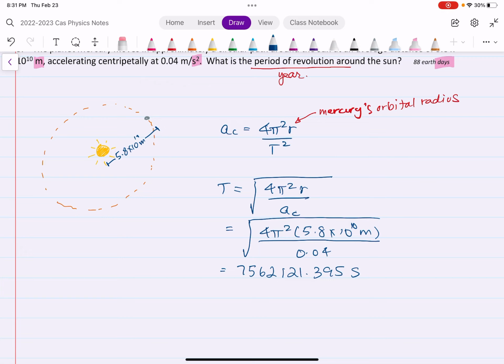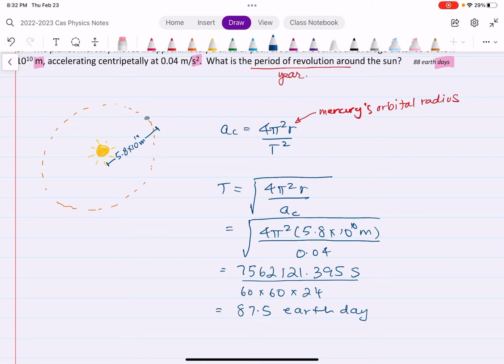So we want this in Earth days, as you can see in the answers. So to convert this, I'm going to divide it by 60 to get minutes, and then 60 again to get hours, and then 24 to get days. So, sorry, 60 seconds in a minute, 60 minutes in an hour, 24 hours in a day. I don't think I did this right. Oh, I did. 87.5. So the period equals 87.5 Earth days.